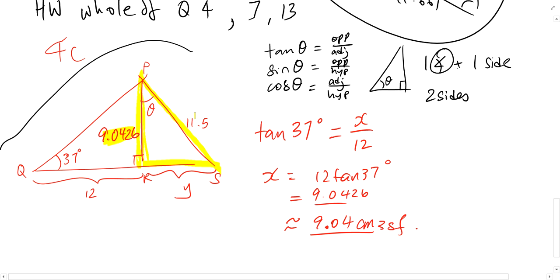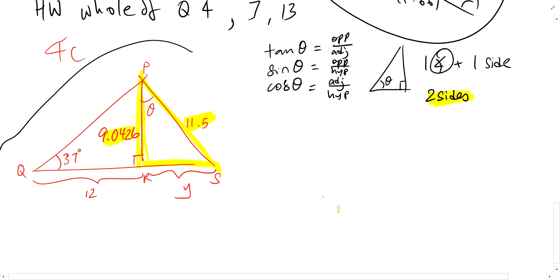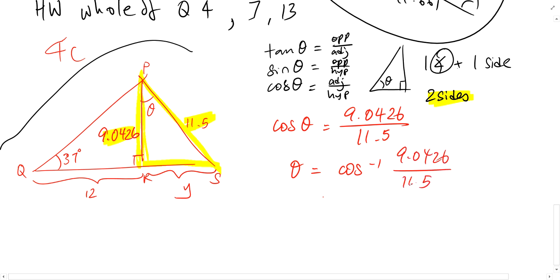I have two sides. Like I said, if you have two sides, you can solve for everything else using one of the trigo ratios. Which one do you think you should use? Cosine? Okay, let's try cosine. Cosine theta equals adjacent over hypotenuse, 9.0426 divided by 11.5. So theta equals cosine inverse of 9.0426 over 11.5. Get the answer and round it off.